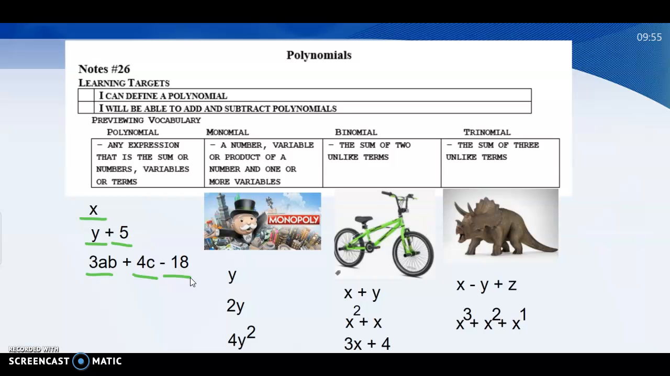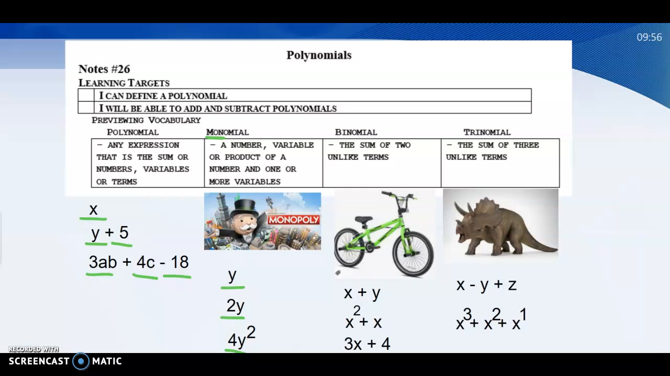And then we could have different types of polynomials. So a monomial, with emphasis on the prefix mono: a number, a variable, or a product of numbers and variables. So a single y, a 2y, or a 4y squared, each one of those is a monomial. Now, I know that they sometimes have more than one piece. They can have a number and a variable, but it's just considered one term when it's glued together with multiplication.